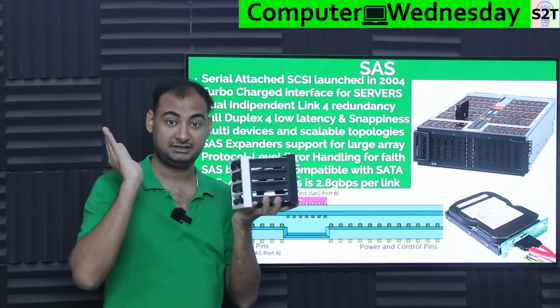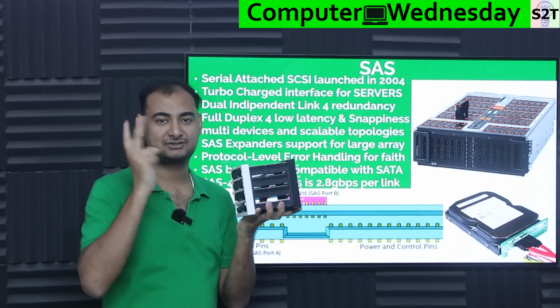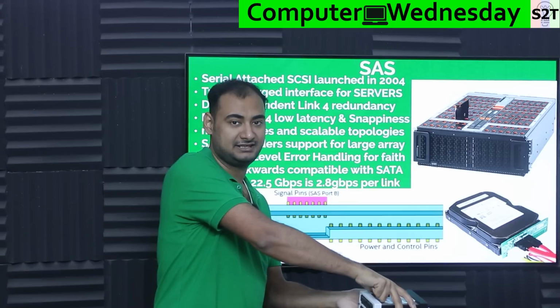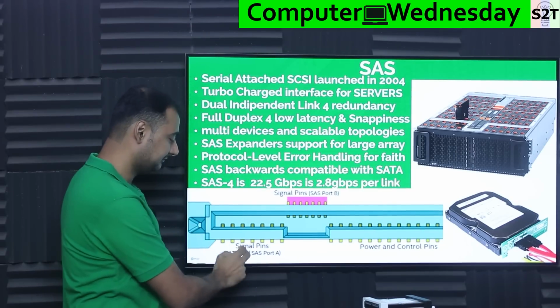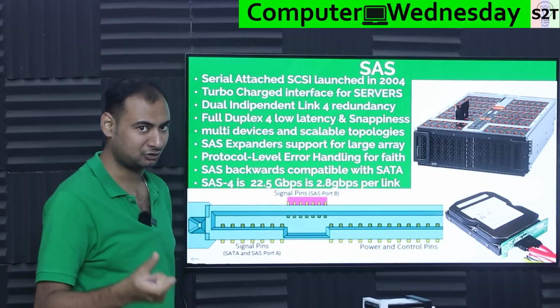So the idea is you're going to have SAS hard drives like this. You're going to have a backplane. If designed correctly, you will have a backplane that has two planes. So one plane on one side, let's say on the front end, will be connecting directly to what we call SAS port A. That's the electronic name of it.